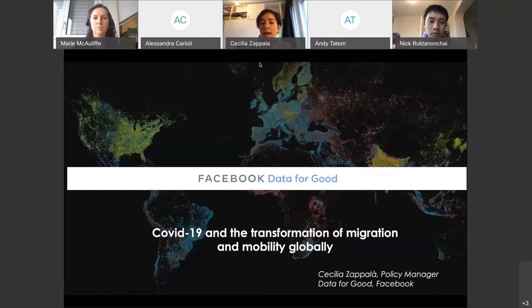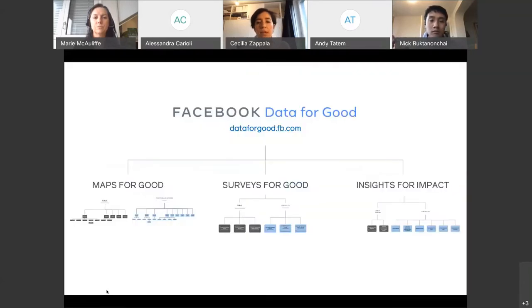So I wanted to give you just a very quick overview of the products. We call them products, of course. They are mainly data sets that we have and that we share either publicly or with our partners, so NGOs and academics, to help them do work in the humanitarian and societal space.